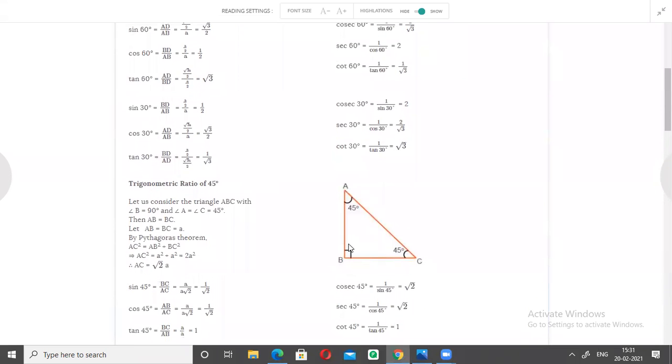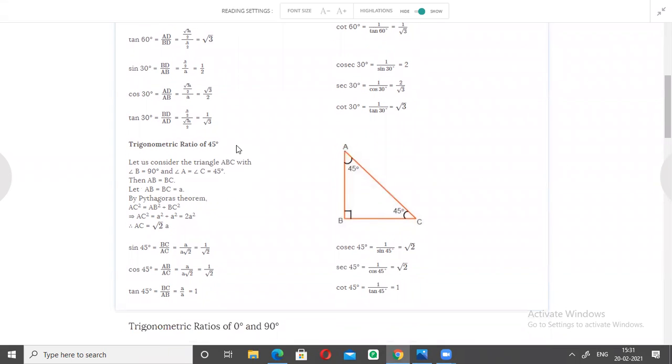That means now we are making an isosceles right triangle. An isosceles right triangle means it is a right triangle as well as an isosceles triangle. So AB equal to BC. Now again, because these two sides are equal, let us take each side as A unit. So this is A and this is also A.